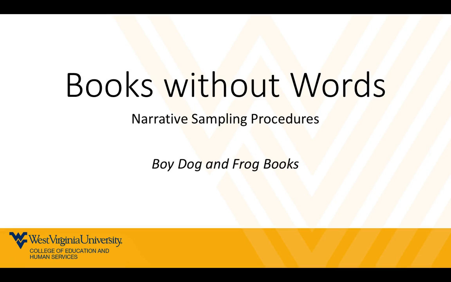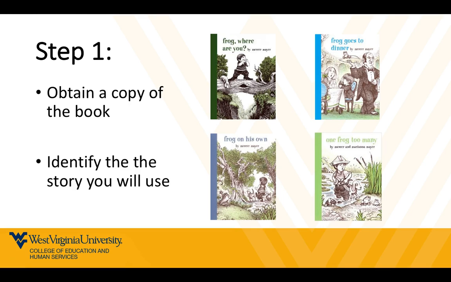These instructions go along with the books that do not have words, and those are going to be the boy, dog, and frog books. When you go about gathering your narrative sample for these books, you're going to want to have a copy of the book. You can either purchase those through Amazon or you may request them from the library as they're a resource that's listed. And then you want to carefully select the story that you would like to use.